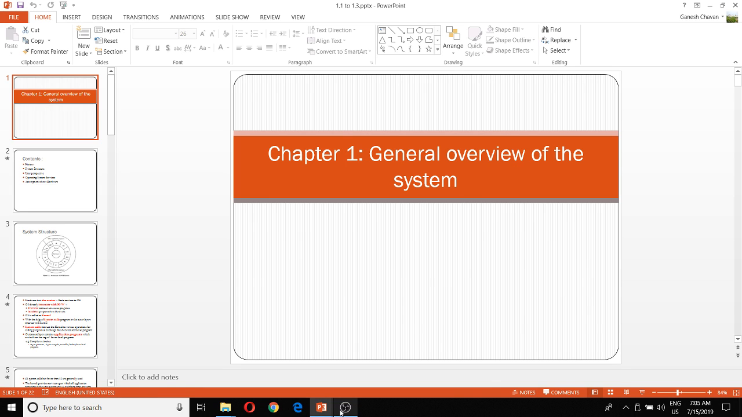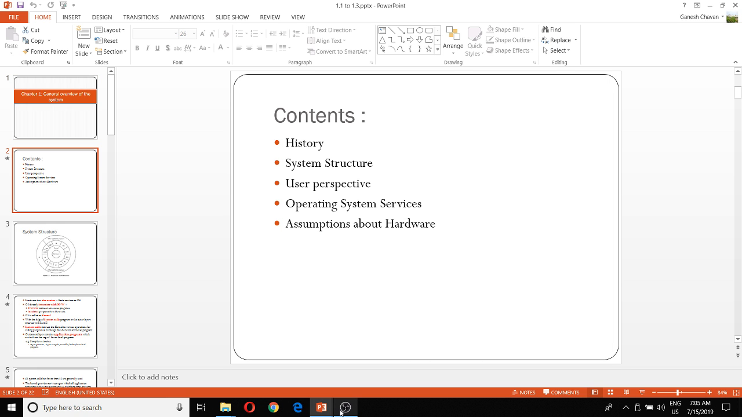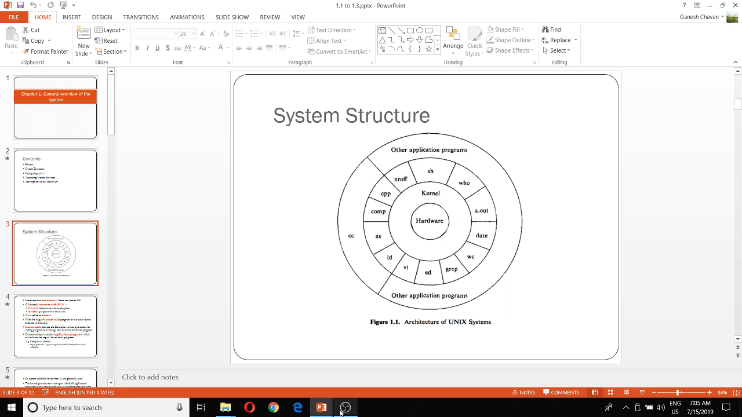Let us consider Unix operating system, chapter number 1. The name of the chapter is General Overview of the System. If you look at the contents, it has history, system structure, user perspective, operating system devices, and finally assumptions about the hardware. Let us understand the system structure.